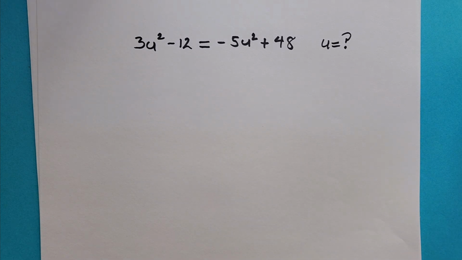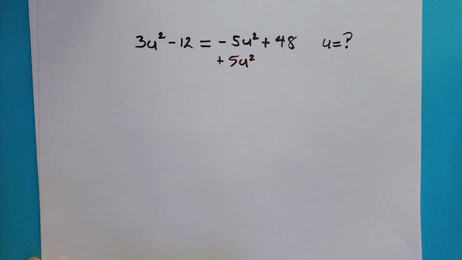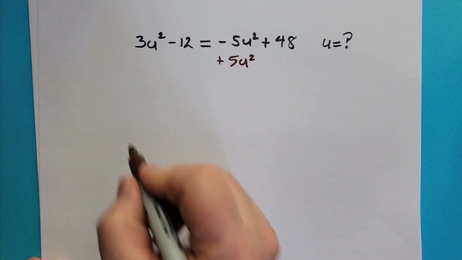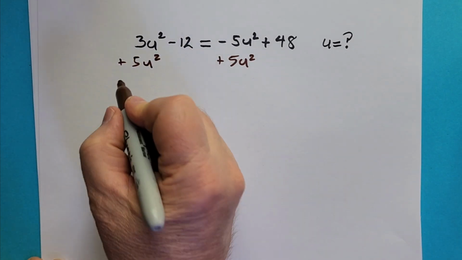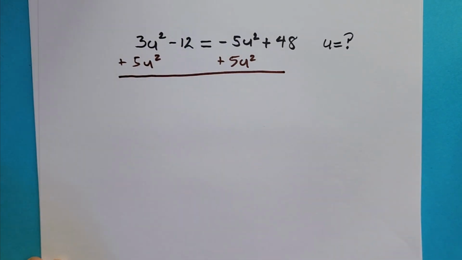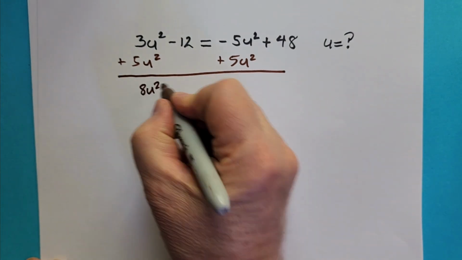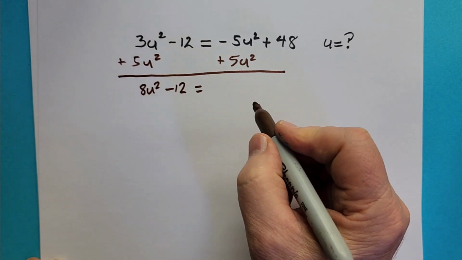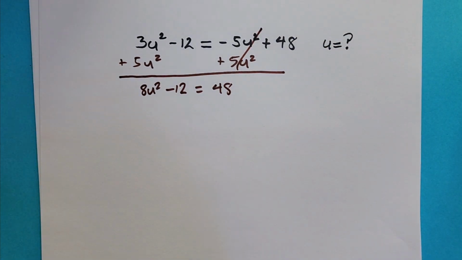So that would mean moving the negative 5u squared. So the inverse of negative 5u squared is a positive 5u squared. So I'm going to just add 5u squared to both sides of the equation. That's using the addition property of equality. And because I'm using the additive inverse, I'm going to put a sum line in there. And so we add vertically, so we're going to get 8u squared minus the 12 equals just the 48. Because these two canceled out, those are additive inverses of each other.